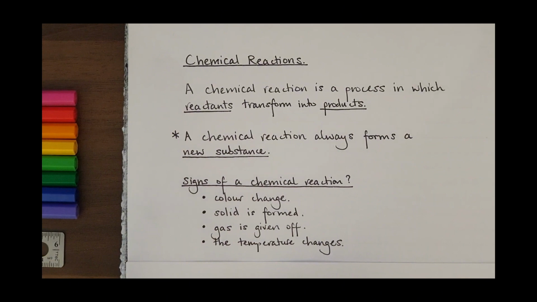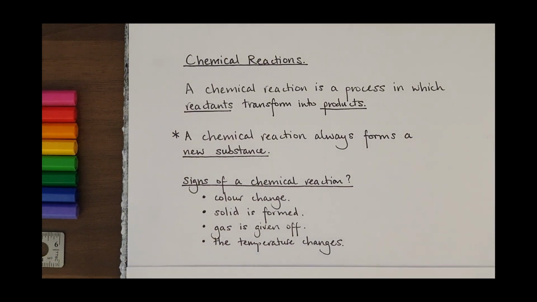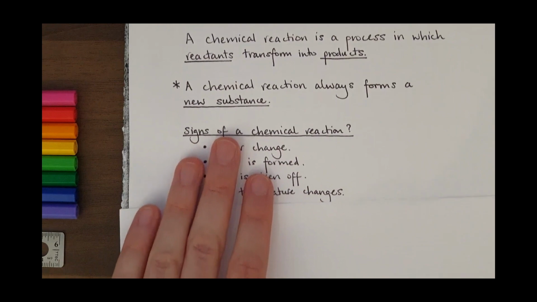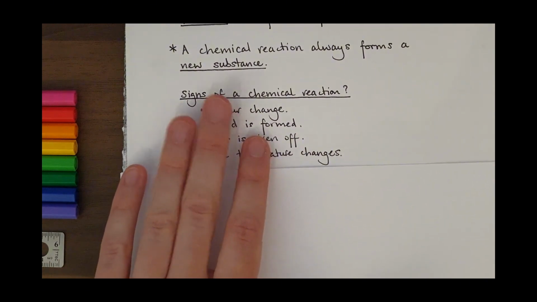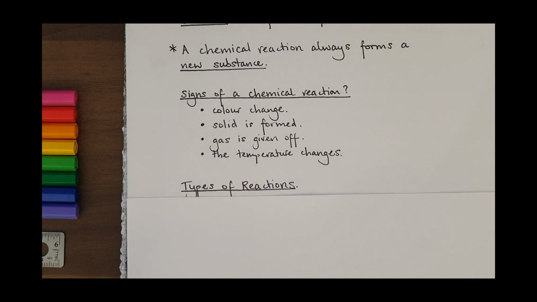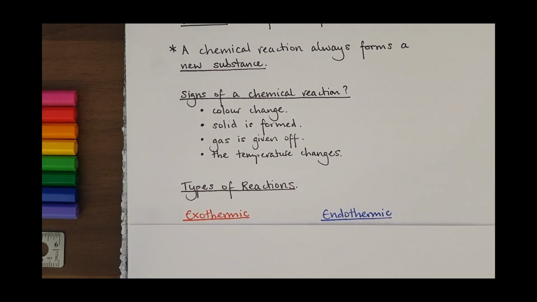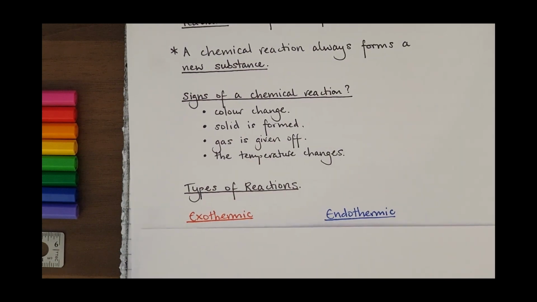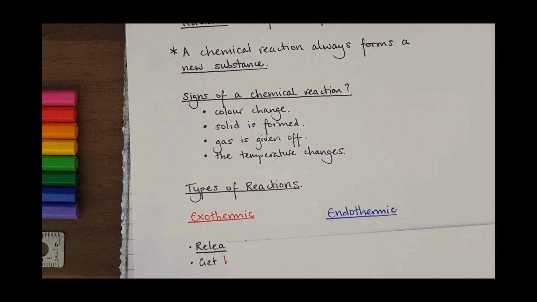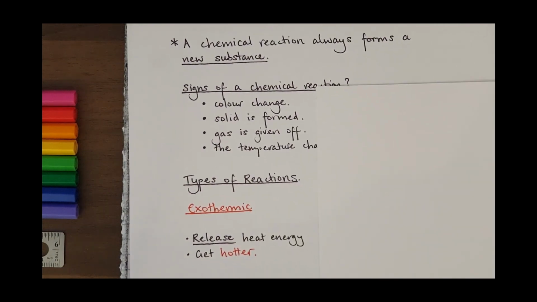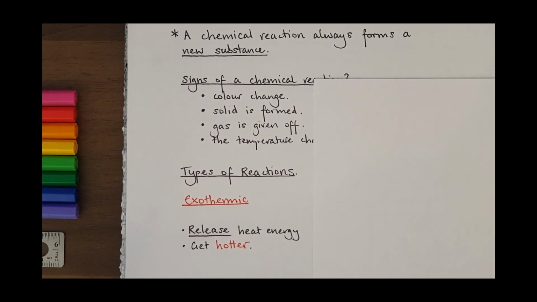Now on top of that, there are a couple of types of temperature changes that you should be aware of. And these types of reactions that have temperature changes have specific names. So we call these exothermic and endothermic reactions. So what does that mean? Well, an exothermic, which sounds a little bit like explosion, which might be a way you can remember this, is a reaction that will release heat energy, and as a result of releasing that energy to the surroundings, to the environment, it will get hotter.